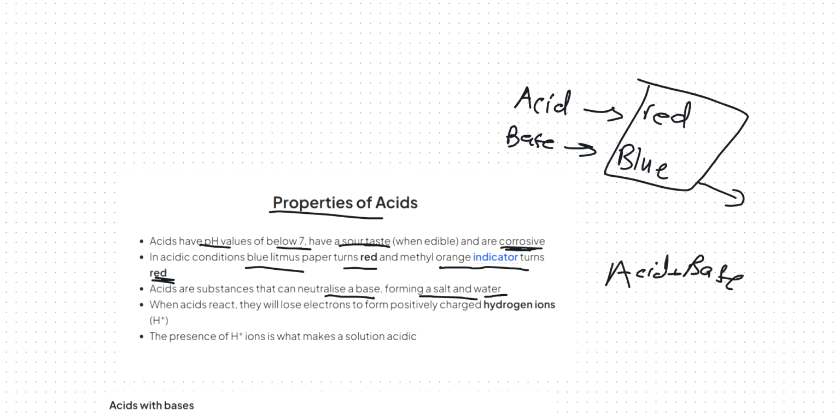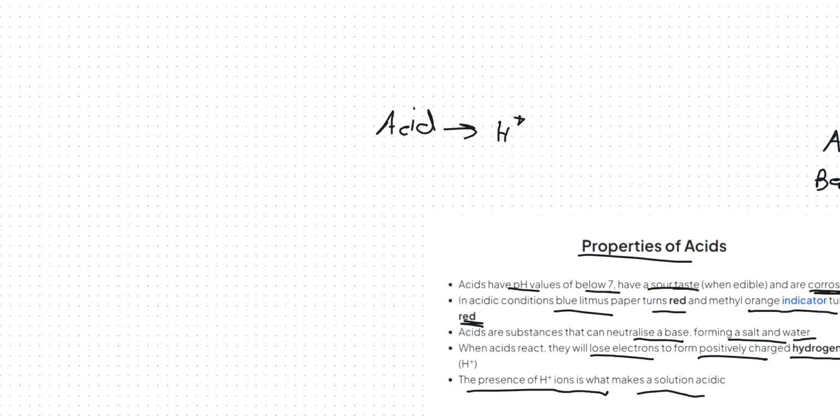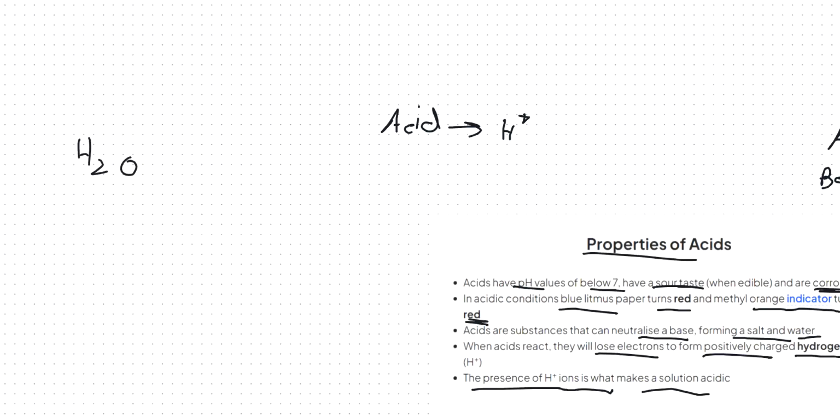When acids react, they will lose electrons to form positively charged hydrogen ions. The presence of H plus ions is what makes a solution acidic. So an acid is an H plus donor, so it would donate H plus ions. For example, when water is acting as an acid, what you will get is OH minus ion, because water would donate one of its hydrogen atoms. So it becomes OH minus.